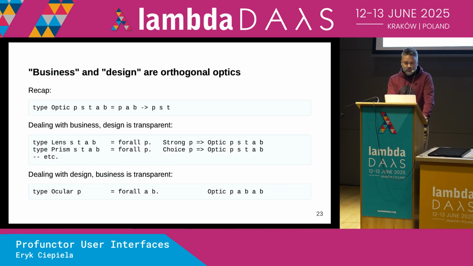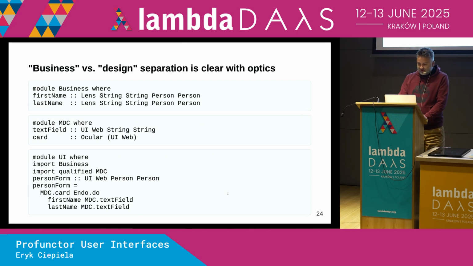On the contrary, while we're dealing with business with design, business is transparent. So we use different kind of optics, which I call ocular, which abstracts over the data it takes and returns, but it uses specifics of the underlying Profunctor. So business and design separation is very clear. We can have business in one module, the design system in the other module, and we can import it in the UI and mix the two.